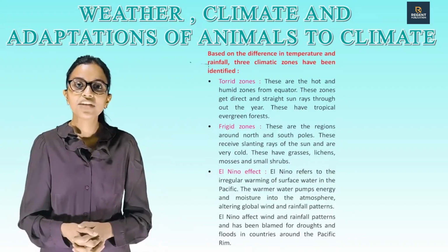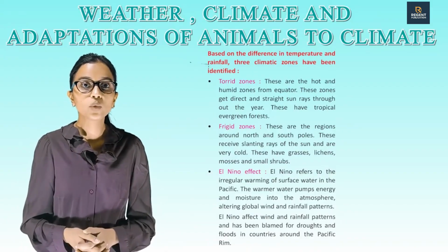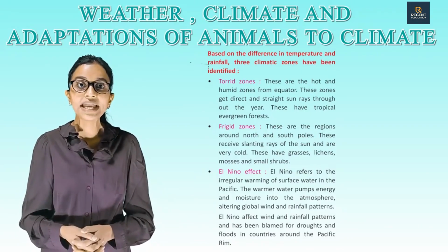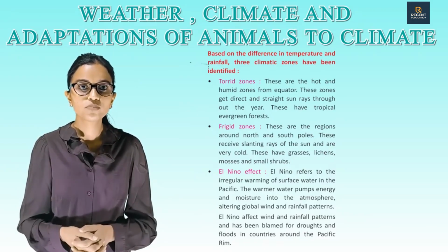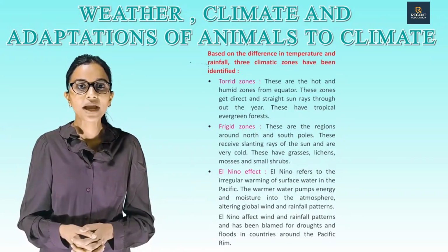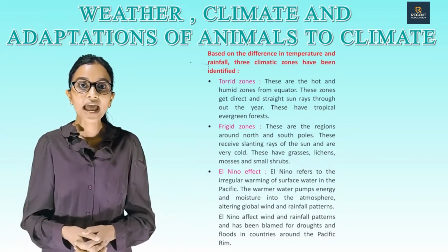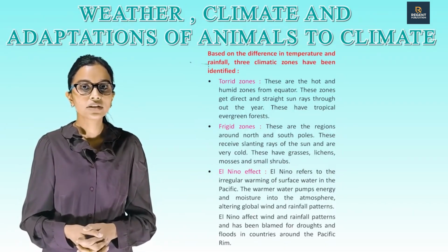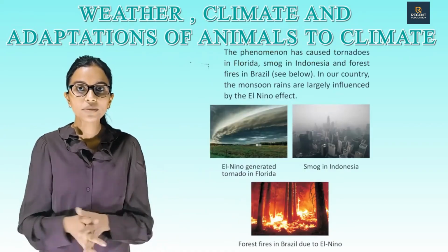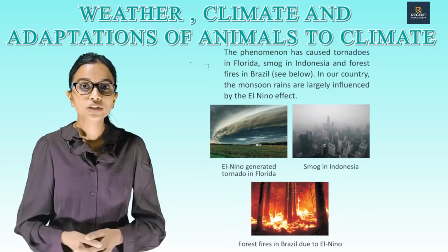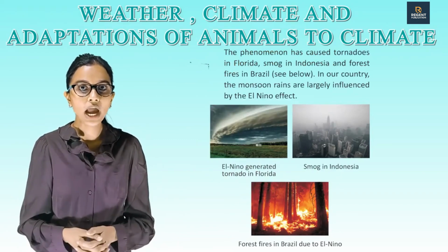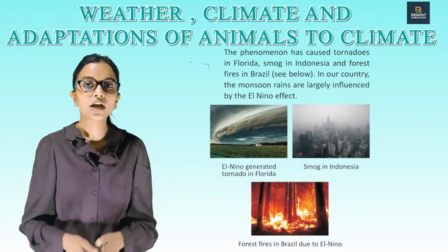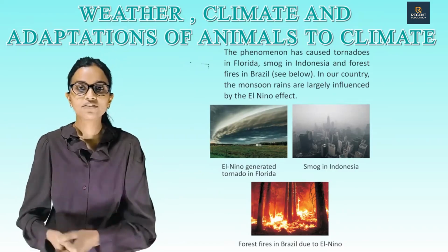El Nino effect. El Nino refers to the irregular warming of surface water in the Pacific. The warmer water pumps energy and moisture into the atmosphere, altering global wind and rainfall patterns. El Nino affects wind and rainfall patterns and has been blamed for droughts and floods in countries around the Pacific Rim. The phenomenon has caused tornadoes in Florida, smoke in Indonesia, and forest fires in Brazil. See below. In our country, the monsoon rains are largely influenced by the El Nino effect.